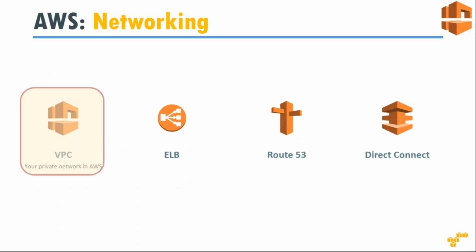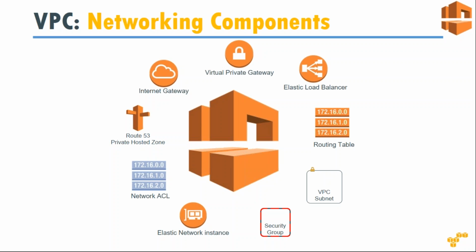So there are multiple components in an AWS networking service. VPC is one of them. After VPCs, we will look at Elastic Load Balancer, Route 53, and Direct Connect. So let us go ahead and see what the basic components are that a VPC is made of.